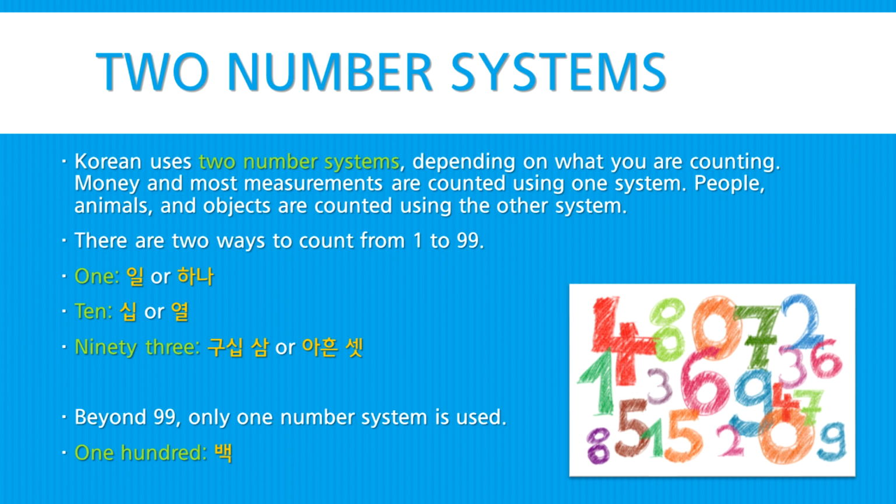1 could be 일 or 하나. 10 can be 십 or 열. And 93 could be 구십삼 or 아흔셋. Beyond 99, only one number system is used. So the number for 100 is just 백.